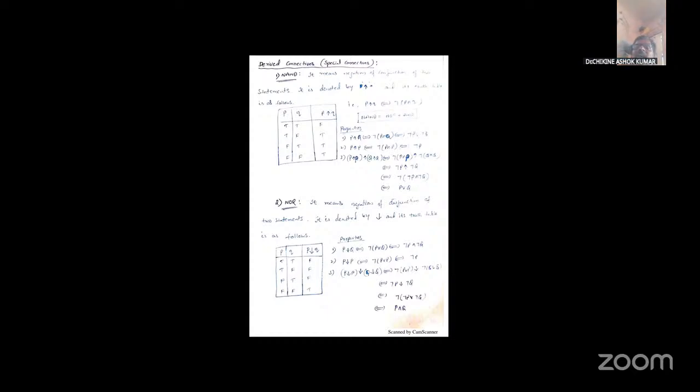But what is NAND? It is quite the opposite of AND. In AND, we have only one true value, whenever both are true. In the remaining three situations, it is false only. Whereas in NAND, only one case is false, and the remaining three cases should be true. Am I right? See here.